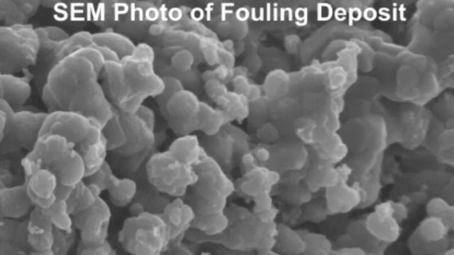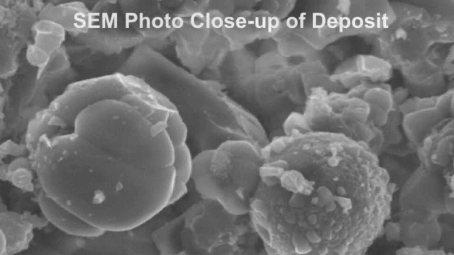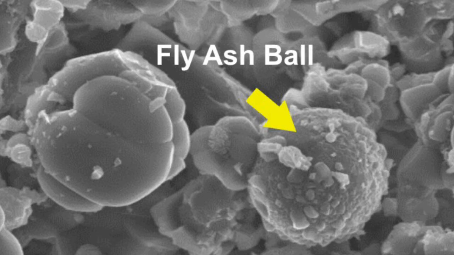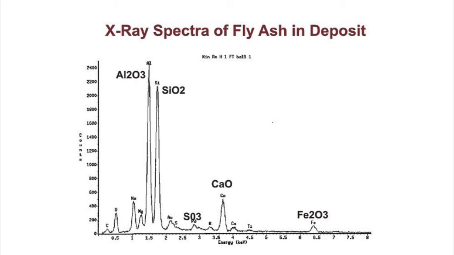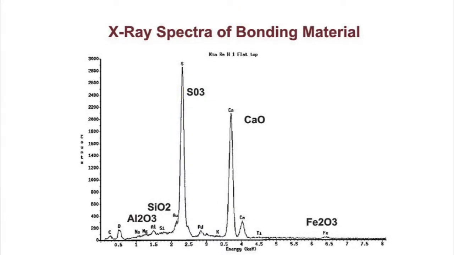That's exactly what I've done. I've taken the deposits and looked under the microscope. I see the bulk chemistry is a mixture of aluminum silicates and calcium sulfur compounds. The SO3 is the sulfur. If I look at the fly ash balls, I see only the aluminum silicate, a little bit of calcium and iron, but no SO3. When I look at the bonding material, I see all SO3 and calcium, very little aluminum silicates or sodium or anything else. The Longhorn sample also confirmed this mechanism.